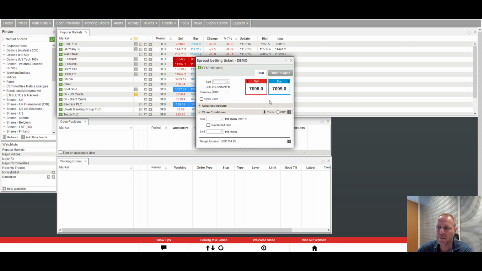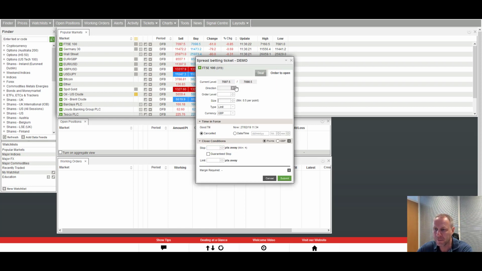If at any time you want to set an order up, and you're not at your screen, you're not able to watch the markets because you're at work, you might want to do an order to open. You click the order to open here, you put in the direction, whether it's a buy or a sell, and you find the order level. If you're looking to buy, you might want the order level to be above the price, which will be a buy stop. If you want your order level to be below the price, this will be a buy limit.